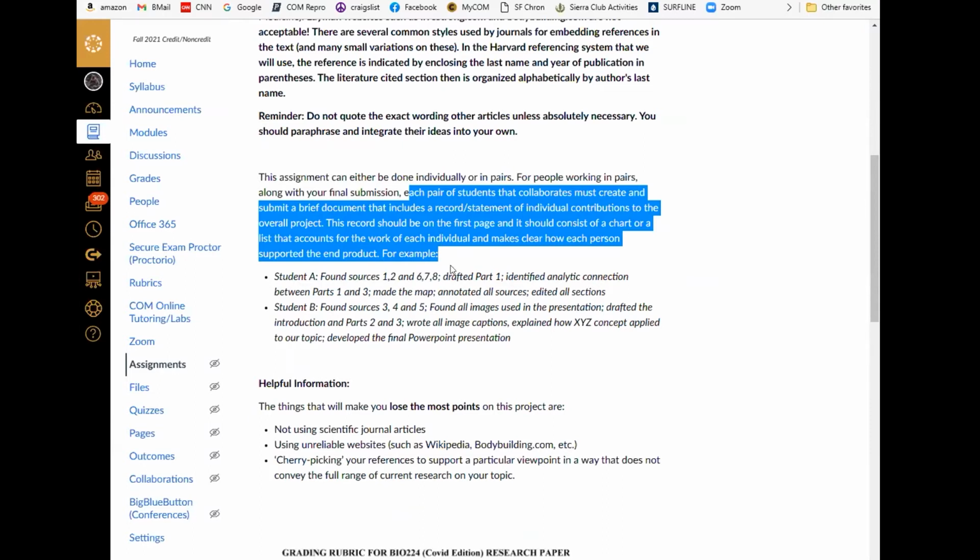So should we put what we contributed writing wise, like what our individual text contributions were, or just overall what we researched individually? So if you look right below, it says "for example," and there's an example. All right, my eyes. So like that.